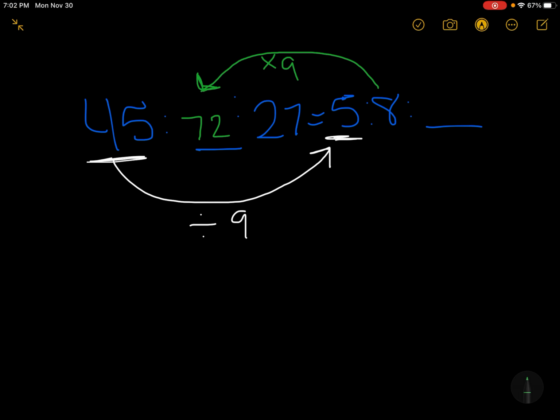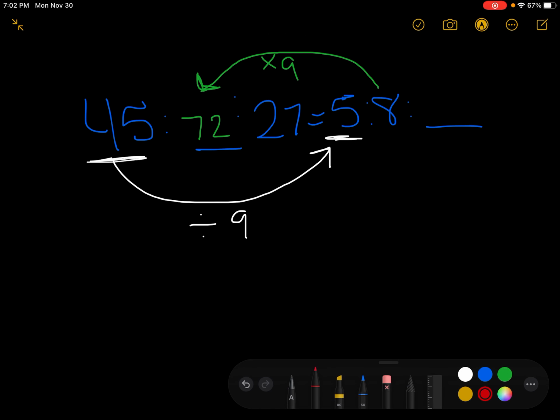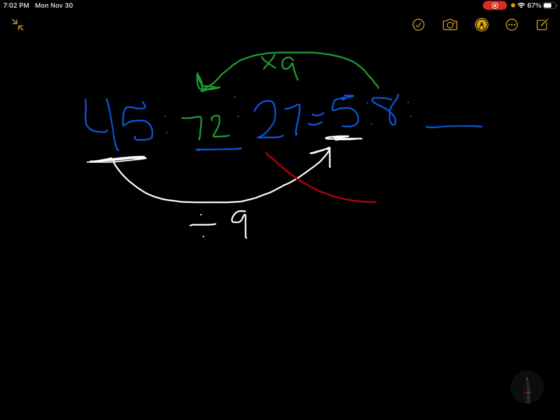Now let's look at the next one. I know that from 27 to the last term here, I am going from the larger ratio to the smaller ratio, which means divide. 27 divided by 9 equals 3. 5 to 8 to 3, which is the last portion of our ratio, is this ratio in simplest form.